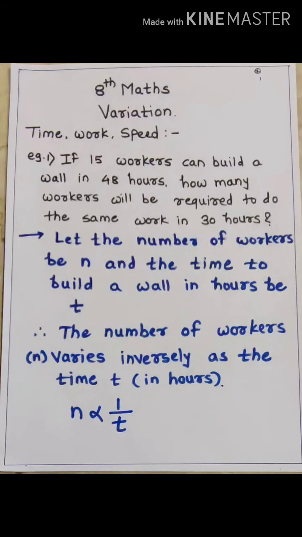Let's study another example. If 15 workers can build a wall in 48 hours, how many workers will be required to do the same work in 30 hours? Here, let the number of workers be n and the time to build a wall in hours be t. Therefore, the number of workers n varies inversely as the time t. n varies inversely with t.